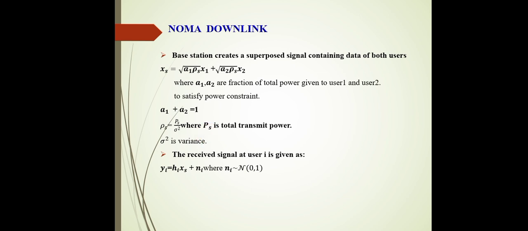Then what will happen at the receiver? Suppose the ith user is going to decode the data. What will be the received signal at the ith user? The ith user has data y_i equal to h_i into x_s plus n_i, where n_i is the additive white Gaussian noise having mean 0 and variance 1. So I will just take the first user.